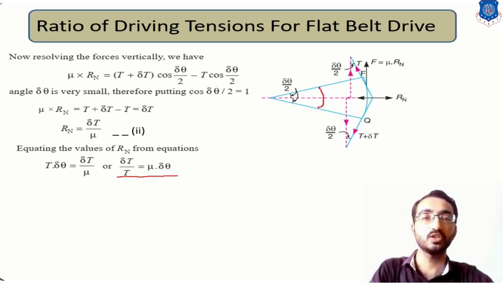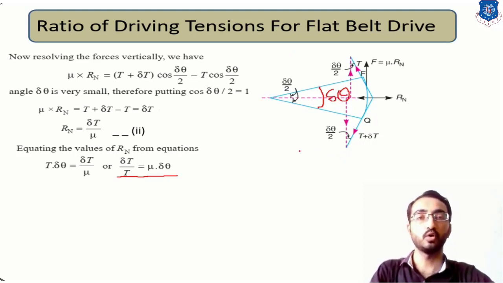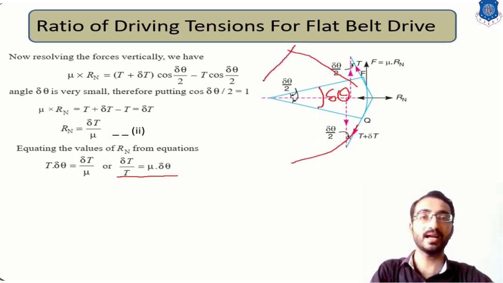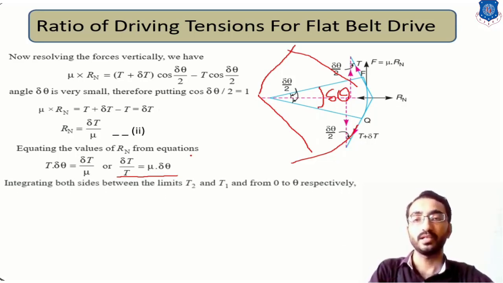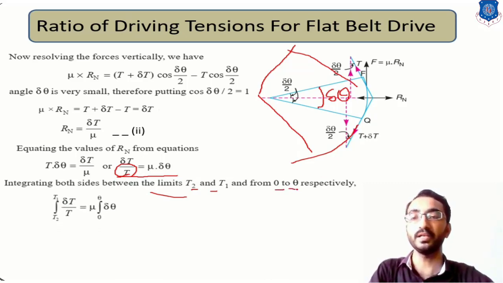Now this equation is useful only for a small angle, that is for delta theta. If you consider the whole arrangement, then you have to integrate this equation. Considering the total angle of the belt which is in contact with the pulley, you have to take integration on both sides. The belt tension varies from T1 to T2, and the angle varies from 0 to theta. So by putting these limits, integration from T1 to T2 of delta T by T is equal to mu, considered as a constant, into integration from 0 to theta of delta theta.